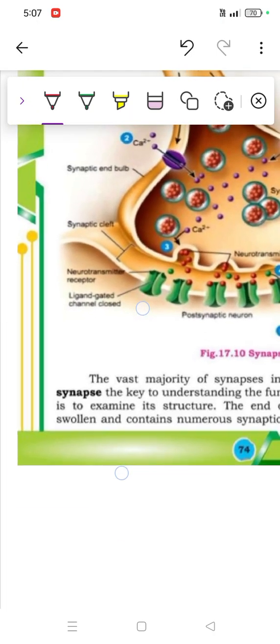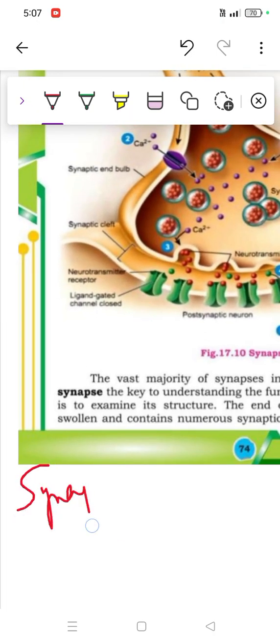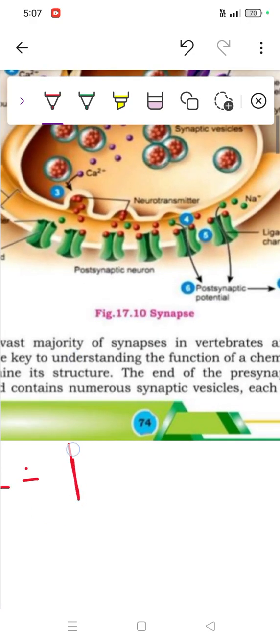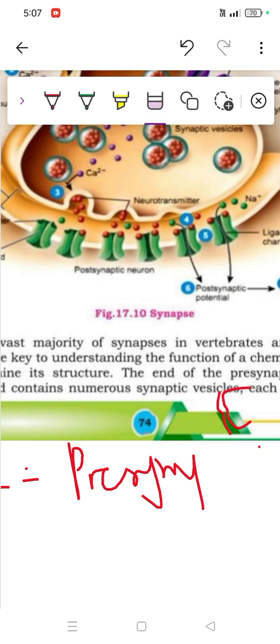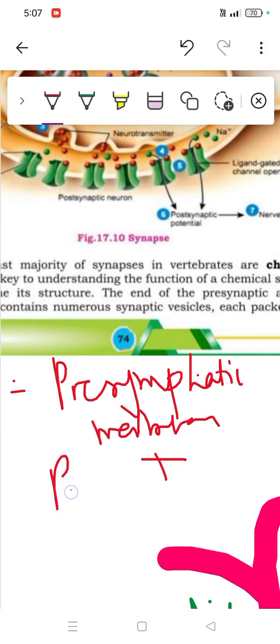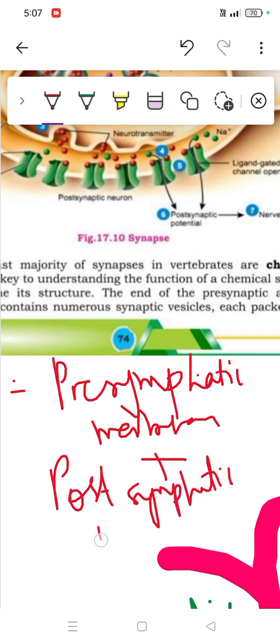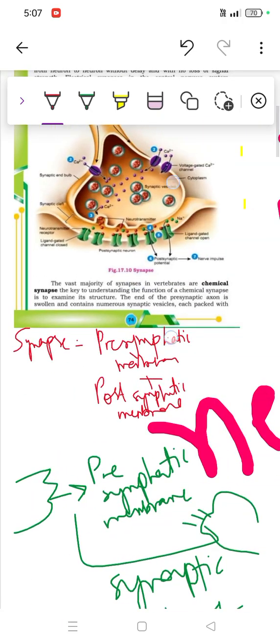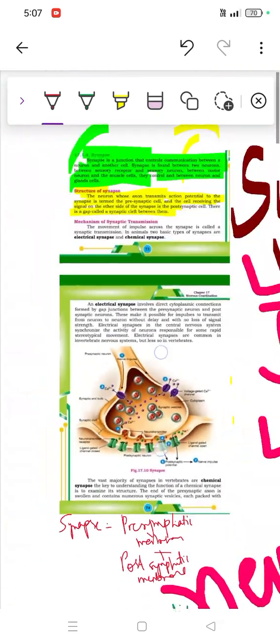And I mentioned one more point. What was that? The synapse is equal to what? This is the presynaptic membrane. The postsynaptic membrane is simply the membrane of the second one where receptors are present, and pre is the first one. So presynaptic membrane plus postsynaptic membrane is basically called a synapse. So yes, then comes the diagram.